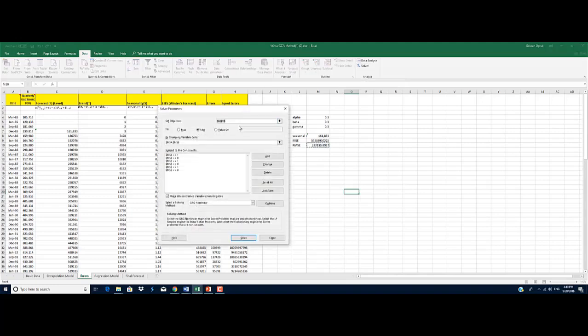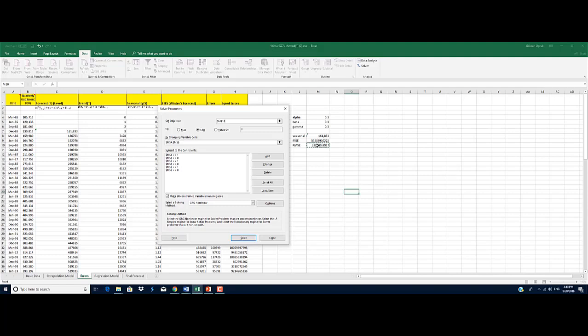Solver is going to ask you to set an objective function. In this case, my objective is to minimize root mean square error. Here the idea is simple. We want to make the minimum error by changing the constants. So we pick root mean square error. But if you want, you can pick any other error statistics that you want.